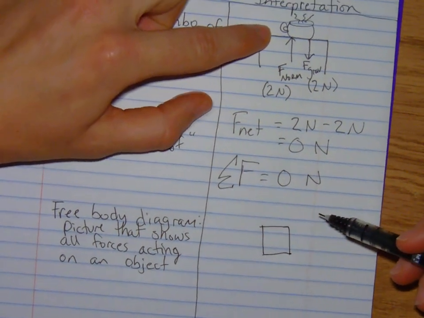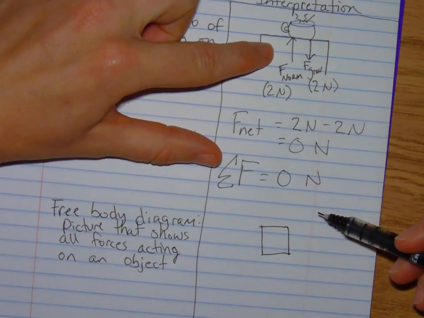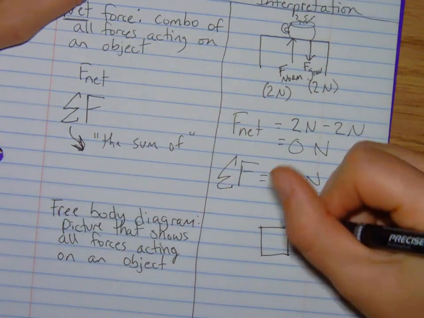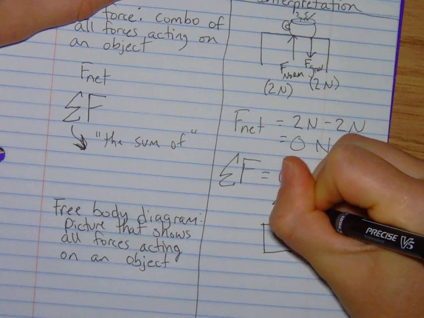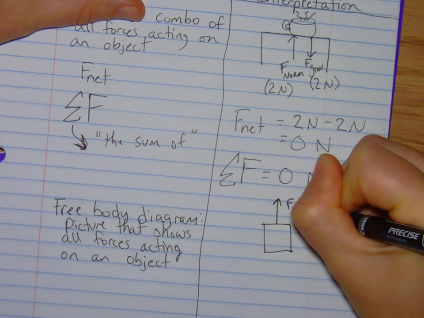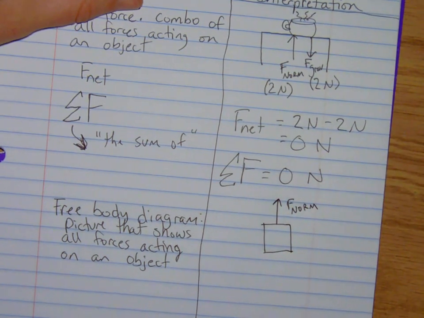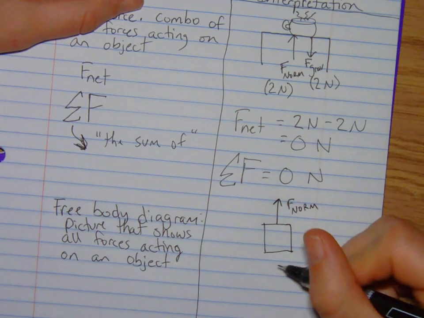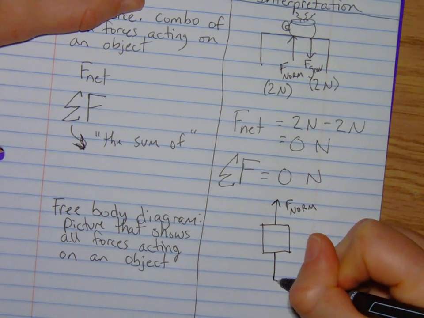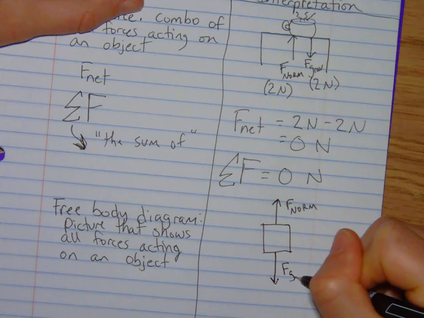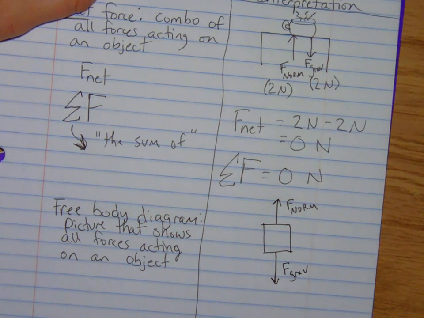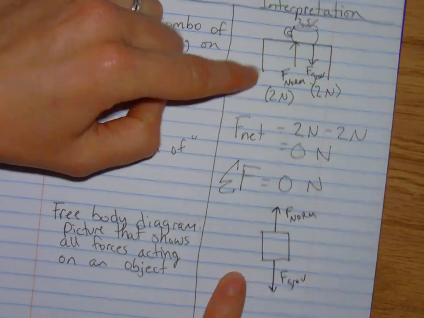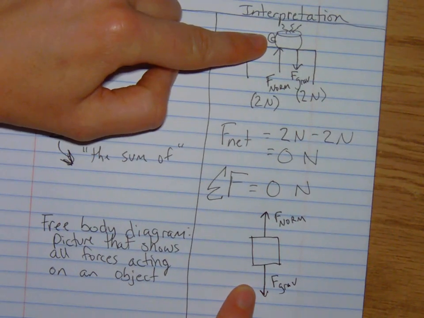So if we're doing this coffee cup thing, the upward force is the normal force. Upward forces you draw off the top of the box. So that is F norm. Downward forces, you can probably guess, get drawn off the bottom of the box. F grav, force of gravity. That is the free body diagram of that situation.